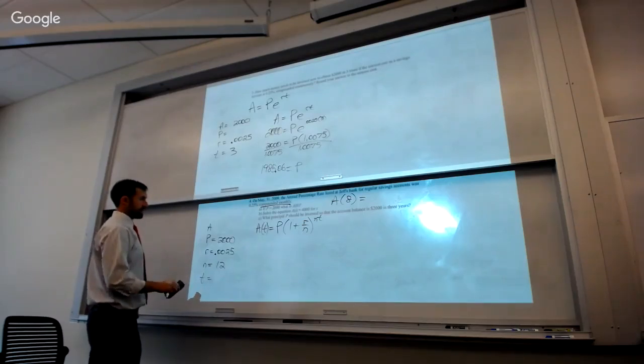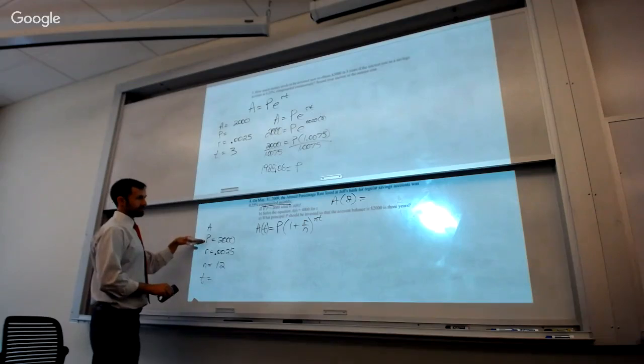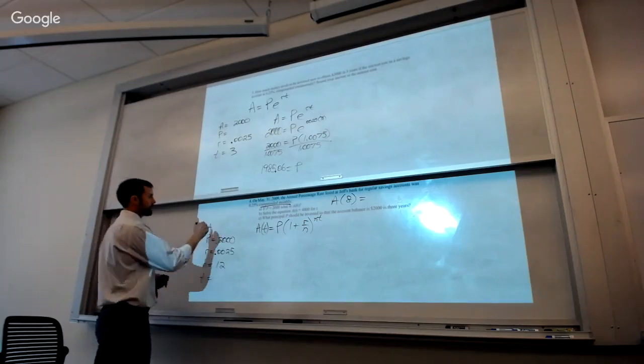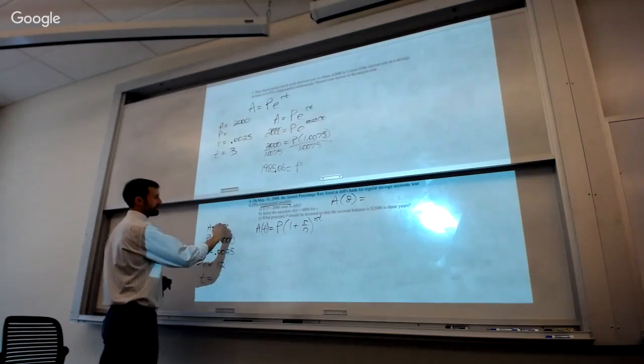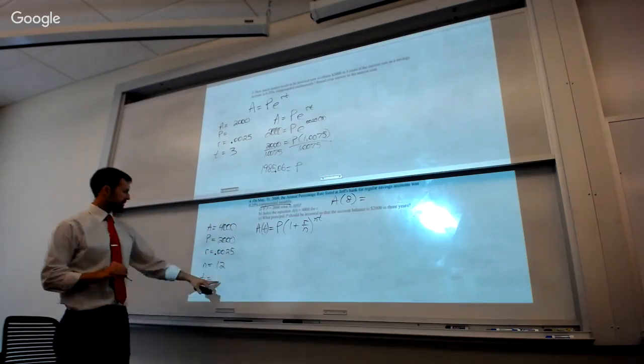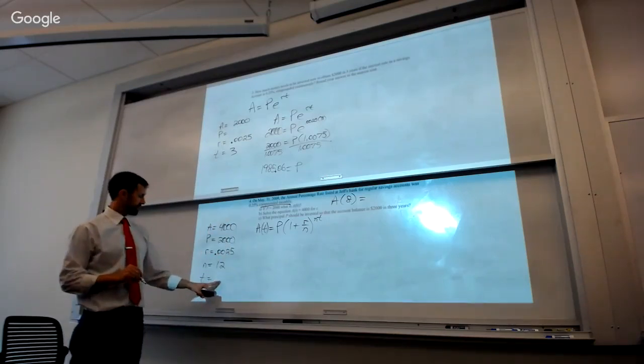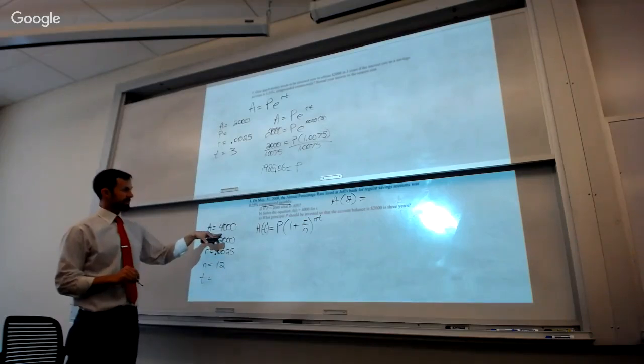So if the amount at the end is 4,000, let me go back here, because now we don't know time. Yeah, we want to solve for time. I think we're assuming that we're still using the $2,000 investment, and the amount at the end is going to be 4,000. So now we're solving for time. You'll notice I don't know what time is. I do know the amount at the end should be 4,000.